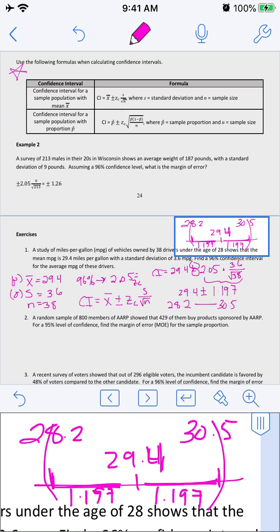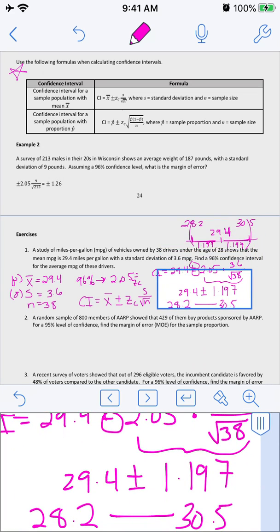That's where we're super confident that the real mean actually is. In our data, it was 29.4. But the real miles per gallon on vehicles owned is somewhere in between 28.2 and 30.5. We are 96% confident about that. Okay.